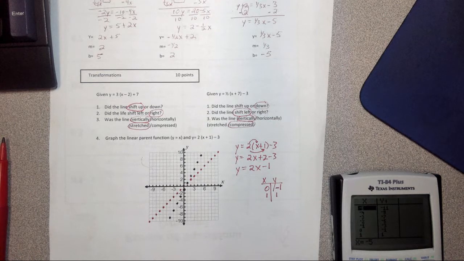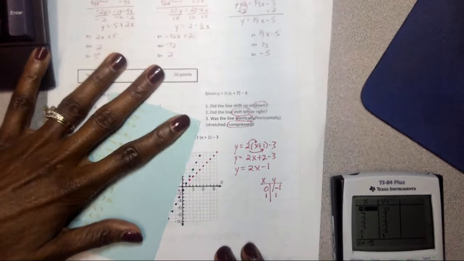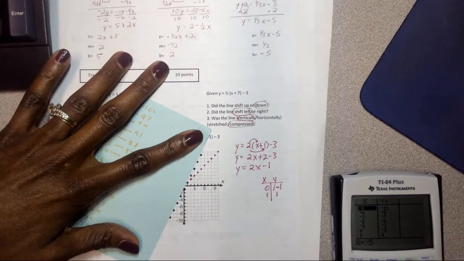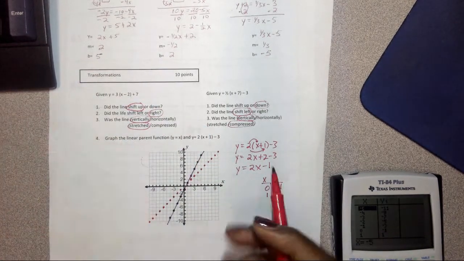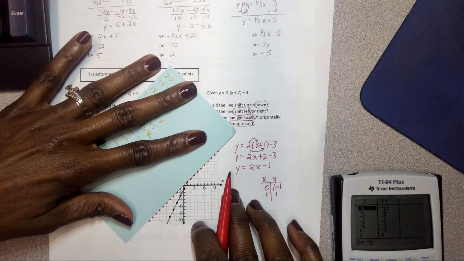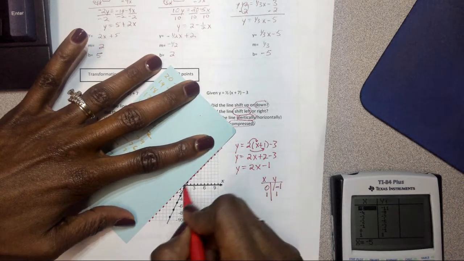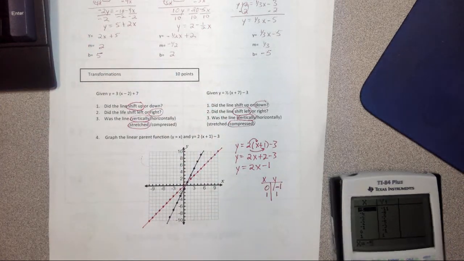And preferably, these are equations. I'll make it into a line. That's it.